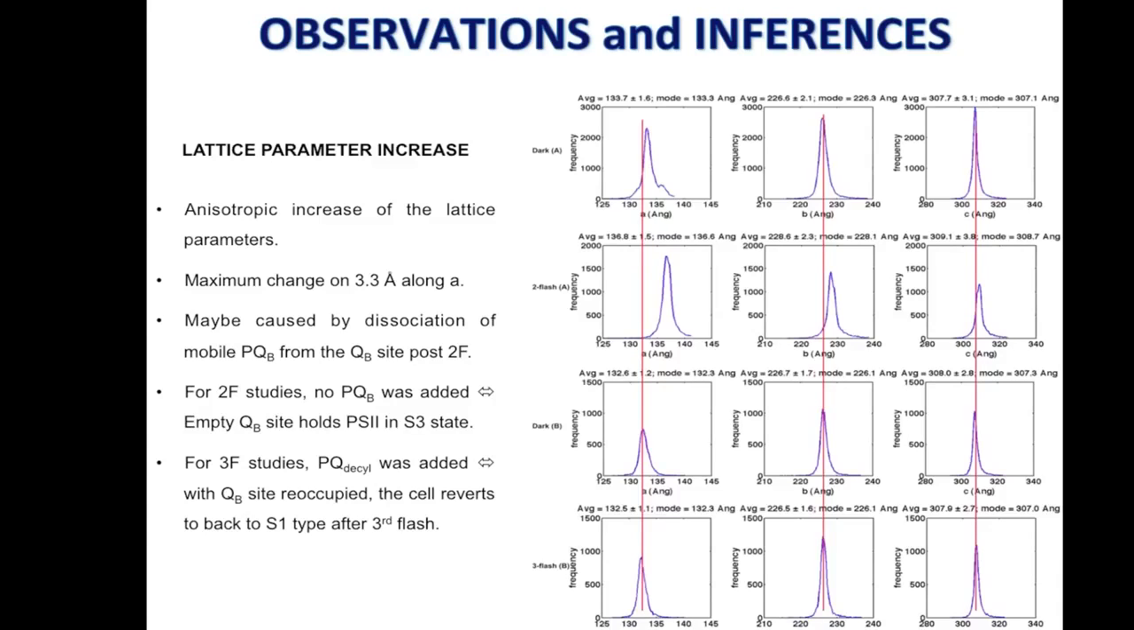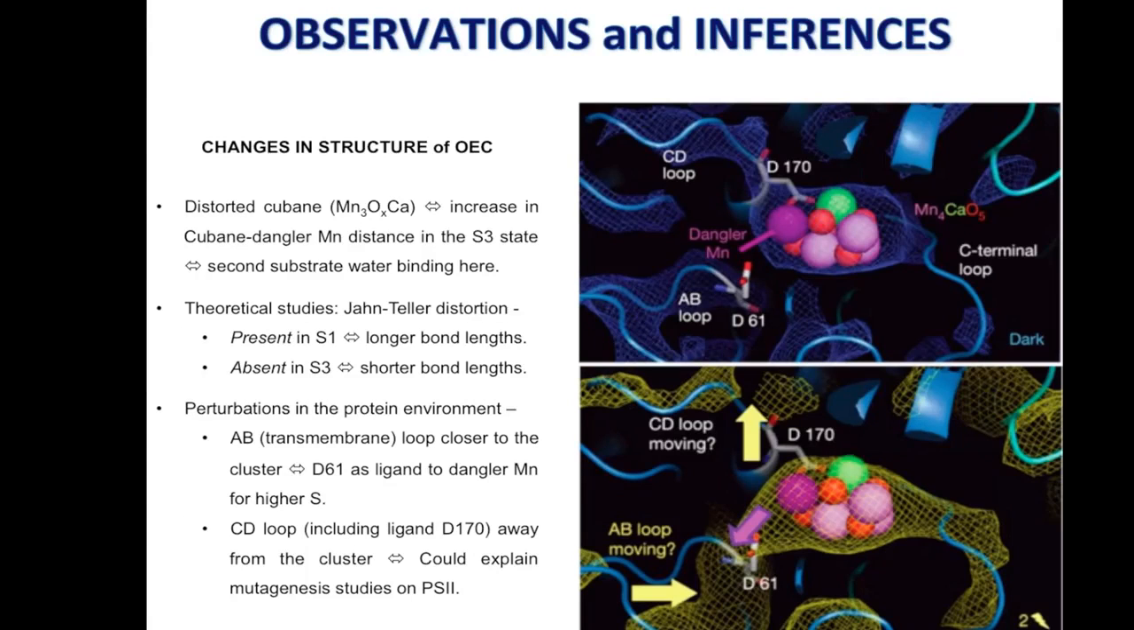And the second big change that we see here is a change in the structure around the oxygen evolving complex. Now, the figure on the top is the dark state, and the figure on the bottom is the one with the 2 flashes. What you see is that as compared to the dark state, in the excited state, in S3, the cubane, if you leave out the dangling manganese, which is one of the 4 manganese, the rest of the system, Mn3OxCa, seems to shrink closer. And the distance between the dangling manganese and the oxygen evolving complex seems to have increased.